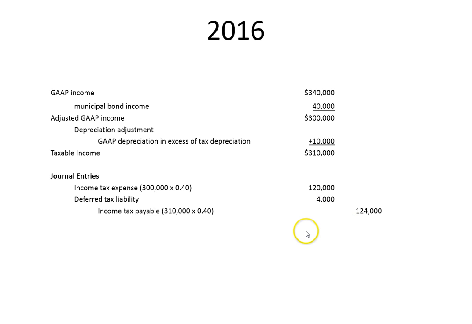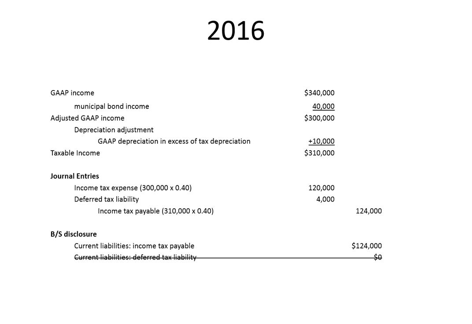The transaction balances, and now what will show up on our 2016 balance sheet is simply our income tax payable of $124,000. There is no remaining balance in the deferred tax liability. We created it in 2013, built it up in 2014, drew it down a little bit in 2015, and then ended up completely wiping it out in 2016. And so we have completely eliminated all of that deferred tax liability. The income statement, once again, is going to show GAAP income of $340,000, income tax expense of $120,000, and that leaves us with $220,000 of net income.